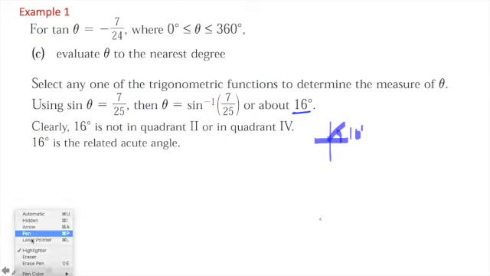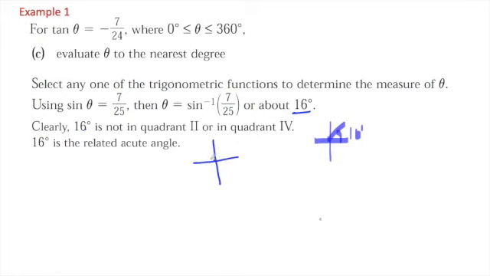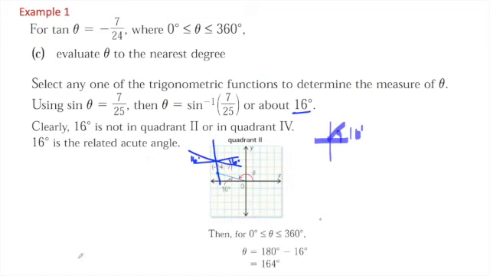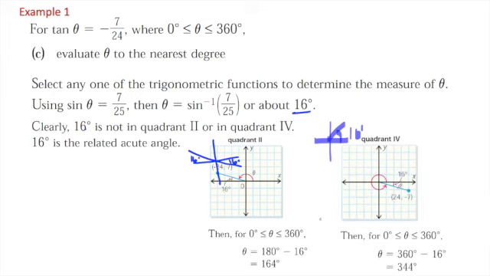There we go. So it's in the first quadrant, not in quadrant 2 or 4. So you know that it actually is the related acute angle in our second quadrant and in our fourth quadrant, okay? So when you draw it here, you know that that's 16 degrees. So you're going to do 180 degrees minus 16 degrees to be 164. And you also know in quadrant 4, you're going to just take 360 degrees minus 16 degrees, 344.